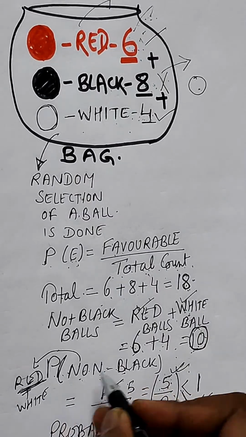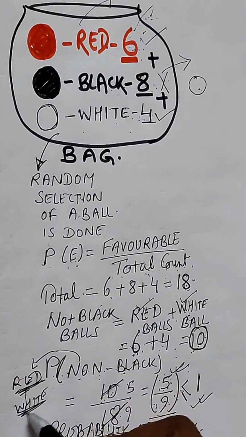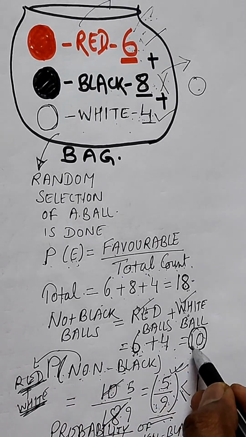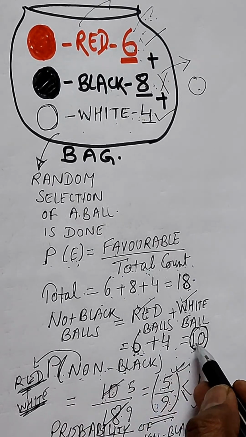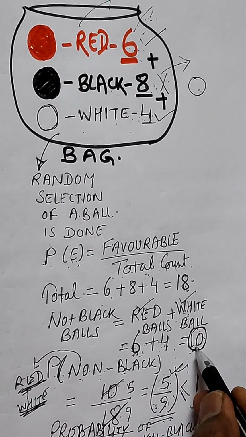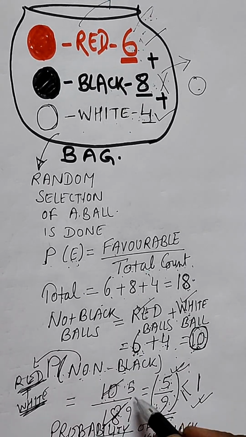That's why we have taken the count of red balls, that is 6, and the count of white balls, that is 4. So this will give you 10. So 6 plus 4 is 10, which you are getting, and 10 divided by the total, that is 18, will give you 5 by 9.